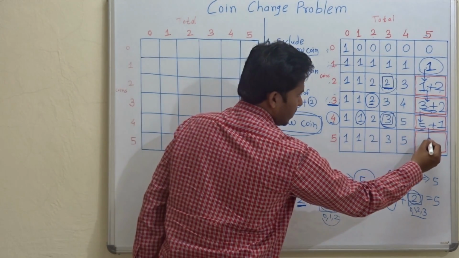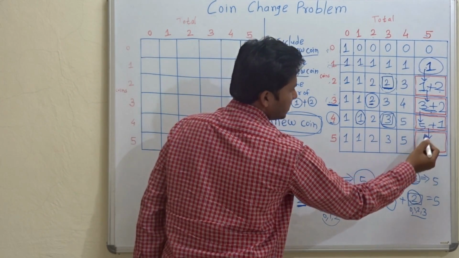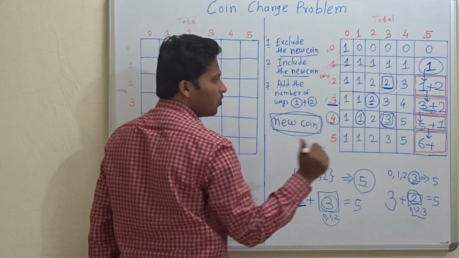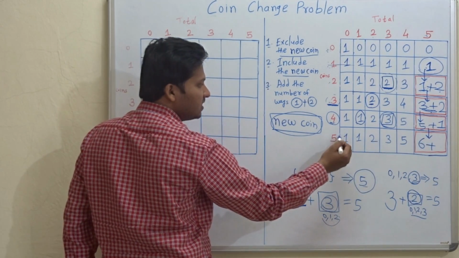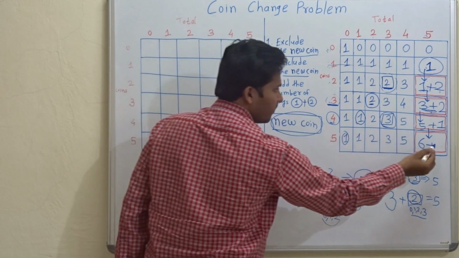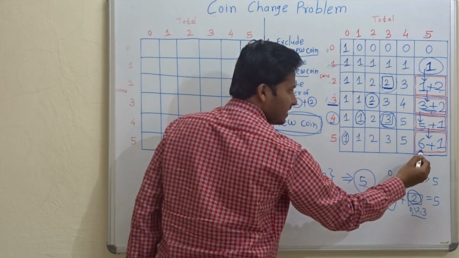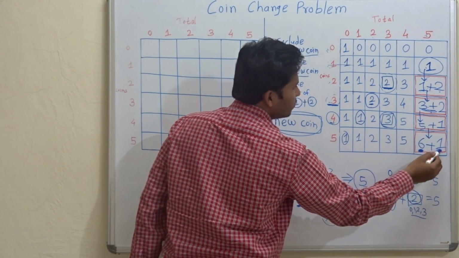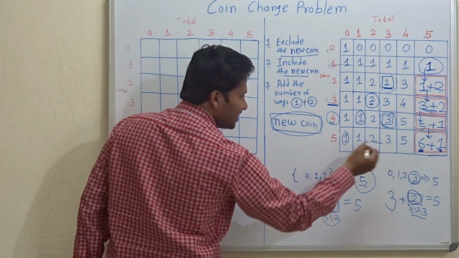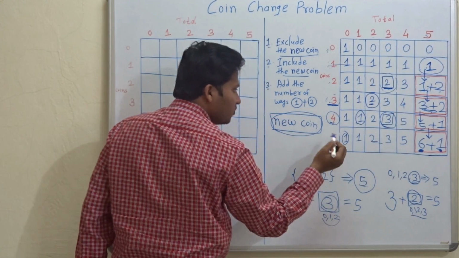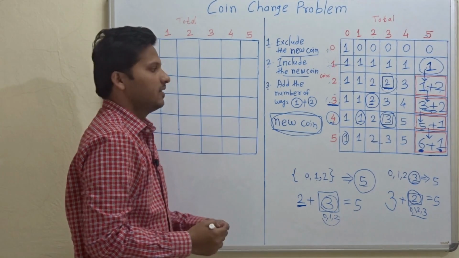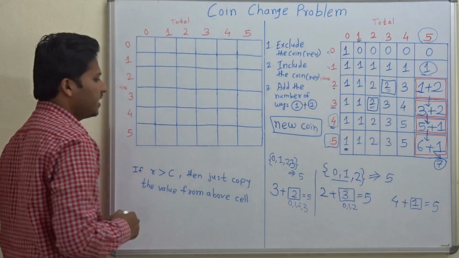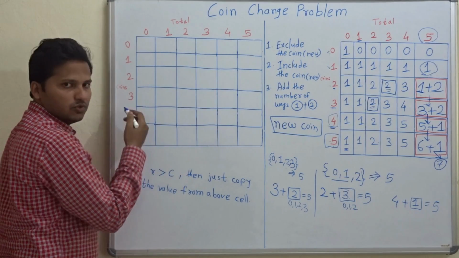Now for this cell, copy this value. 6 plus 5 minus 5 is 0. So in the same row, go to the 0th column and take this value here. So this value is by excluding the new coin, which is the above value, and this value is by including the new coin, which is in the 0th column in the same row, because 5 minus 5 is 0. Yes, this is the way we fill this matrix. For your better understanding, let's fill all these values.